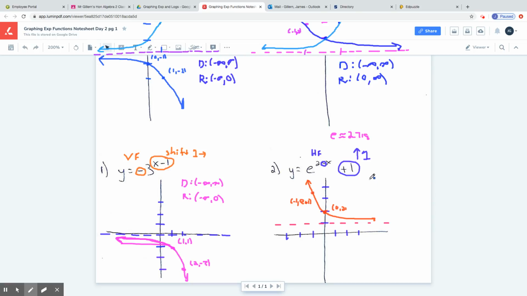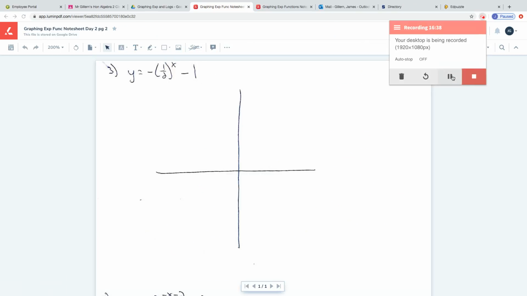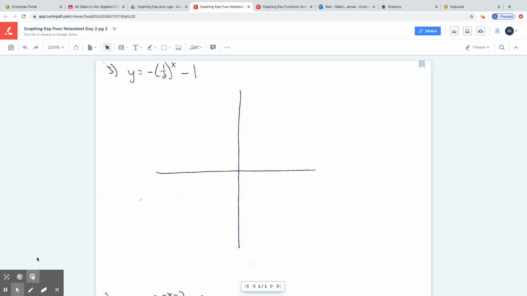The domain of this one would be, once again, negative infinity to infinity. The range, what is the range? Well, it's above. It's going to be from the horizontal asymptote, in this case 1, to infinity. All right, range is 1 to infinity. All right, so next example.